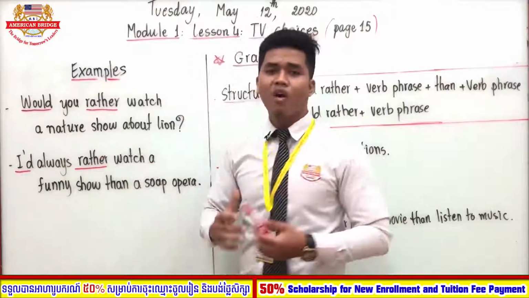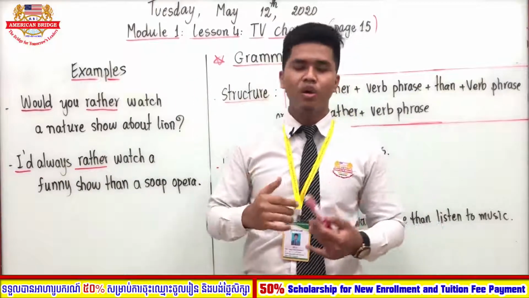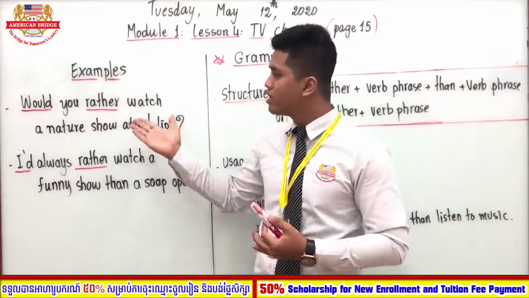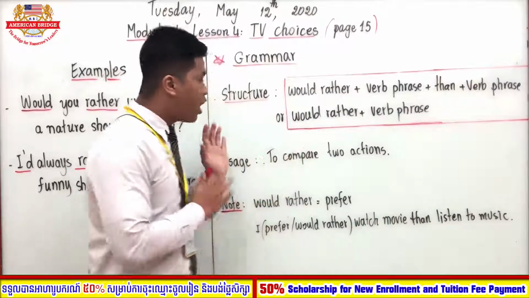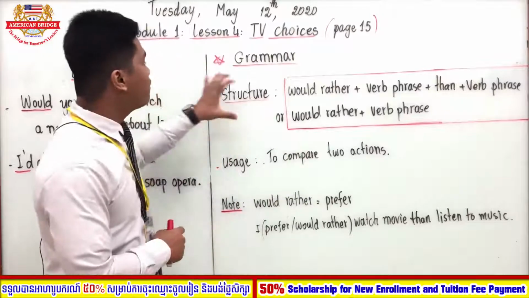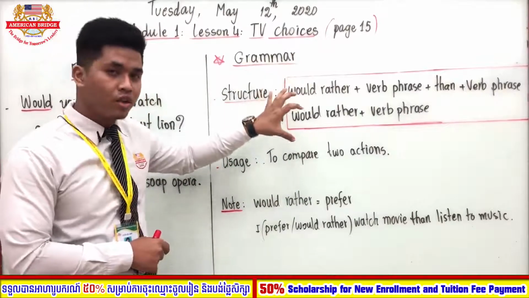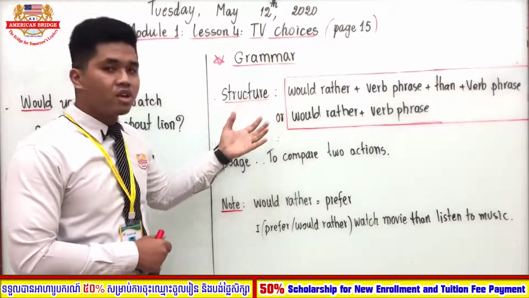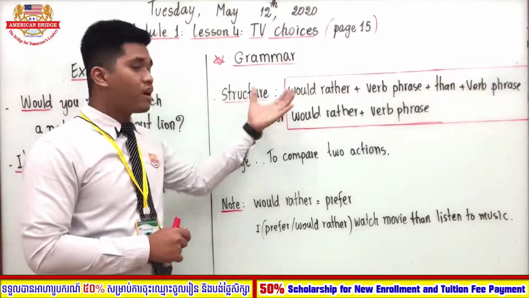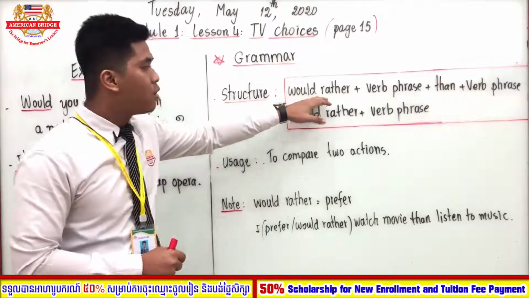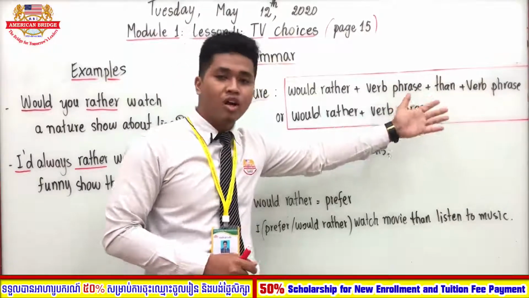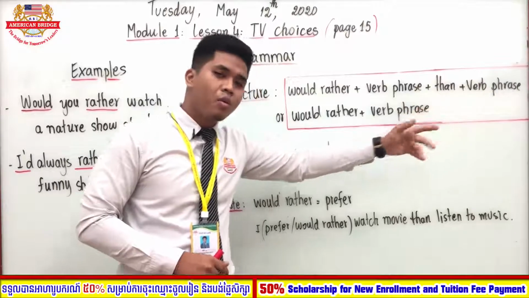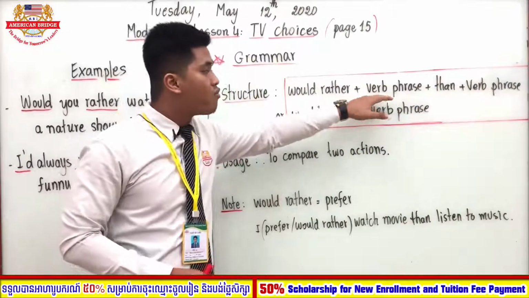Okay, so why do you need to use those, and what form can we use with this phrase? Okay, now let's look at this part. In this part, I have two structures here. The first structure that you can use with the word would rather is would rather plus verb phrase plus then, and then plus another verb phrase. So everyone remember the word phrase here, verb phrase.